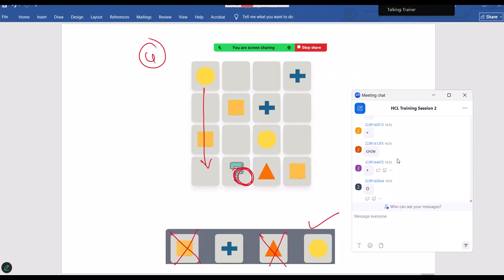See the analysis. Now here, if suppose this is plus symbol, this should be circle. Clash, right?